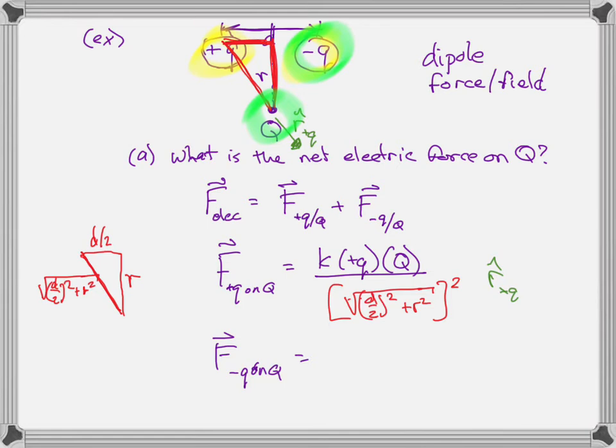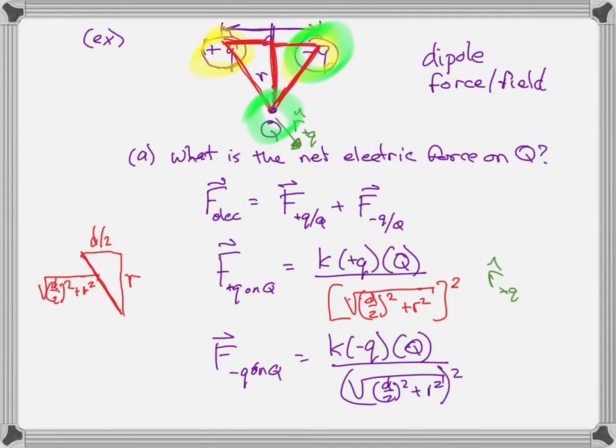All right, so they have a distance between them, which is the same as the distance between the other two. And so the force is k times minus q times big Q, divided by the distance between them squared: the square root of (d over 2) squared plus r squared, squared.